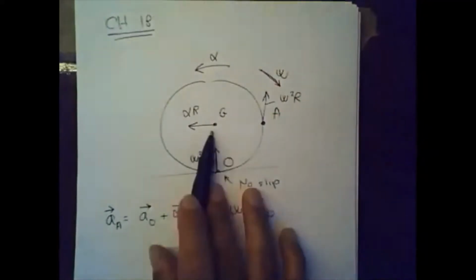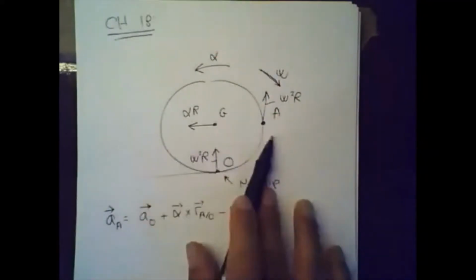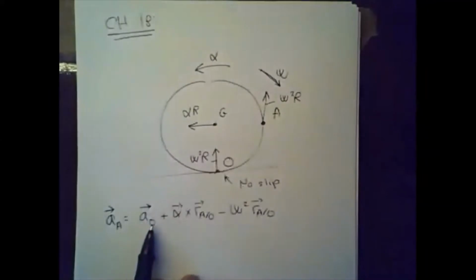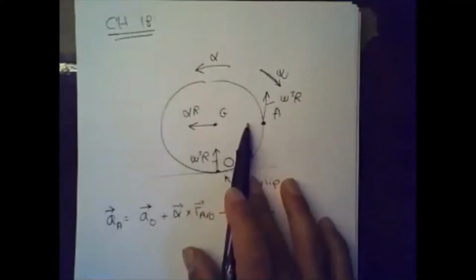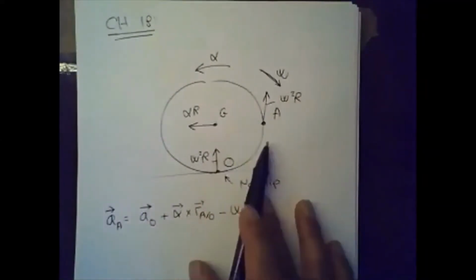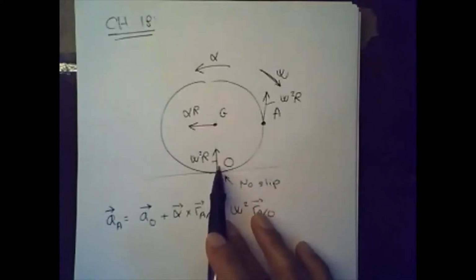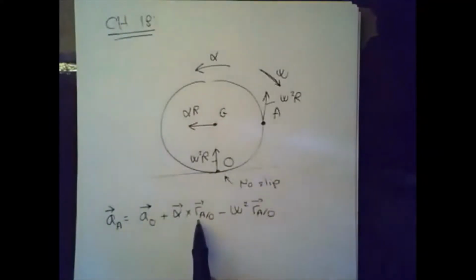So now if I actually use point G as my reference, then I'm gonna start with alpha r, right? So I would replace AO with AG, and then I'm gonna begin by putting alpha r like that. So this is the acceleration of point O. Then next step is alpha cross RAO.